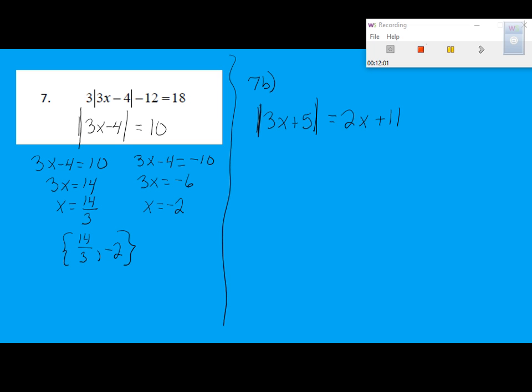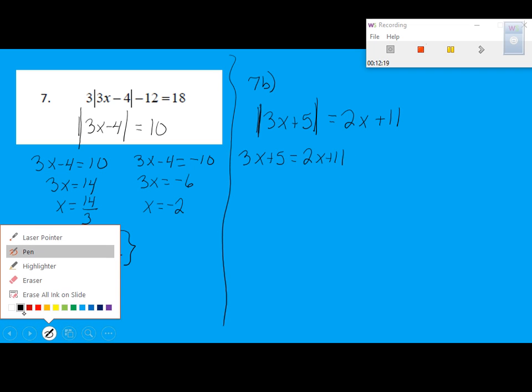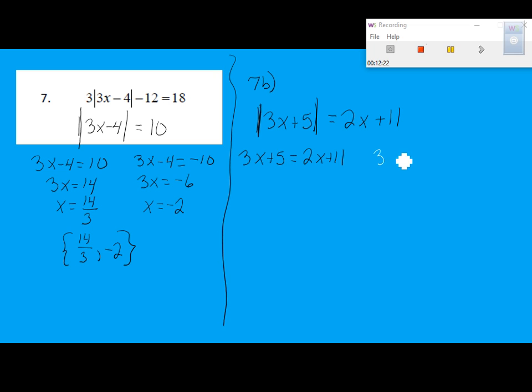The steps are the same. I need to take 3x plus 5 and set it equal to 2x plus 11. And then I also need to take 3x plus 5 and set it equal to the complete opposite, negative 2x minus 11. Those are our steps there. Now let's just solve it, and then I'll remind you about what we called extraneous solutions.